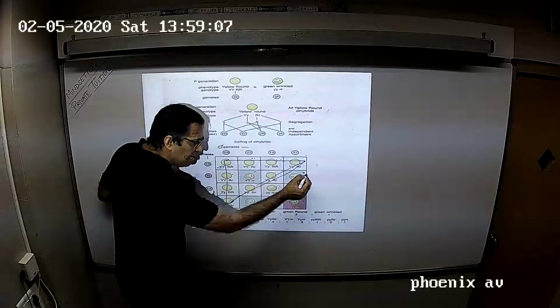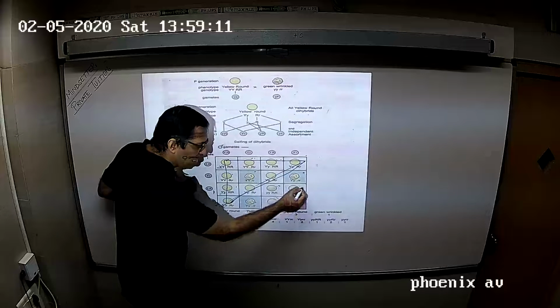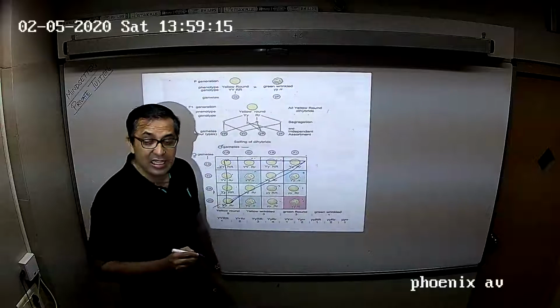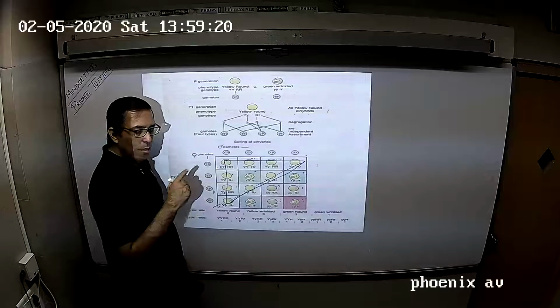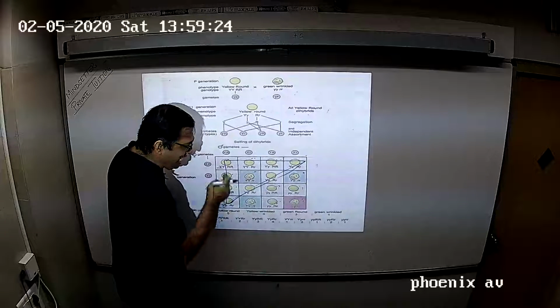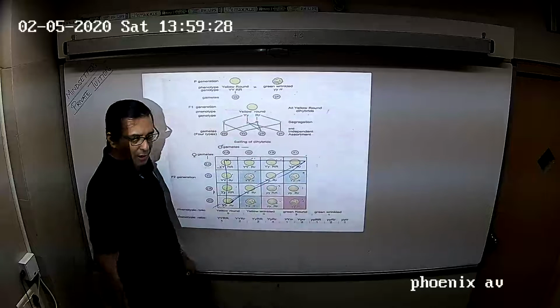So 1 is to 2 is to 2 is to 4 yellow round, is to 1 is to 2 are yellow wrinkled, is to 1 is to 2 are green round, is to 1 is green wrinkled. So what does Mendel's dihybrid phenotypic ratio become? 9 is to 3 is to 3 is to 1.